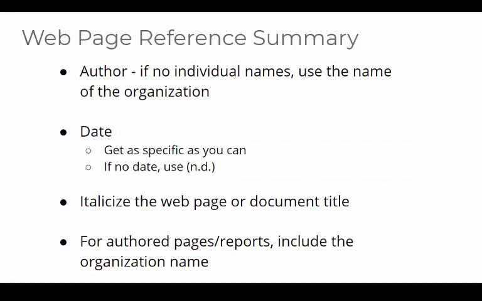That's a lot there, so let's review. The author. If no individual names are provided, use the name of the organization that is most closely responsible for creating the information. The date. Get as specific as you can, especially for web pages, and include month and day when available. If you can't find a date, and definitely avoid using the copyright date, simply insert an N period, D period into the parentheses.